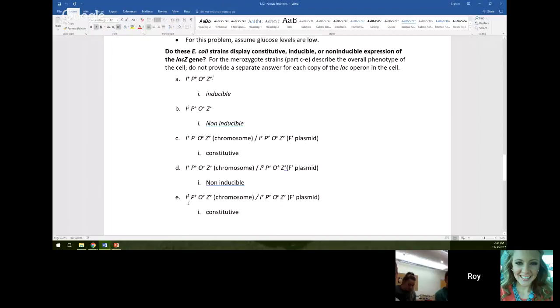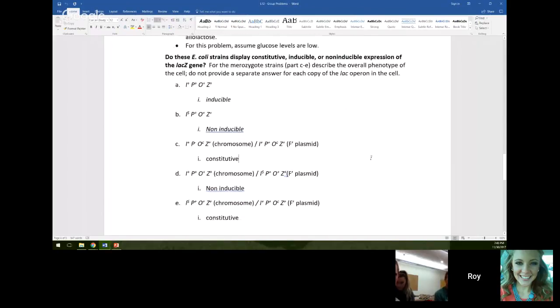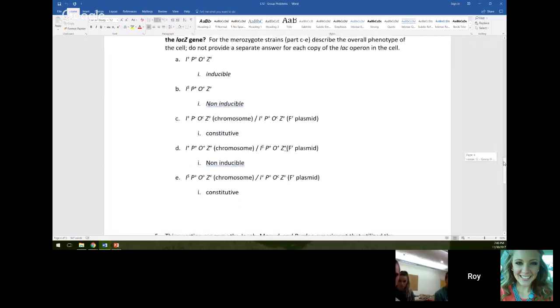And the last one, so yes, it produces a repressor that cannot unbind, but it also has an OC, which your repressor cannot bind to, so it's going to be constitutive because the plasmid is always going to be producing that. So that's kind of how, I hope I explained that well enough for number 3, or number 4.